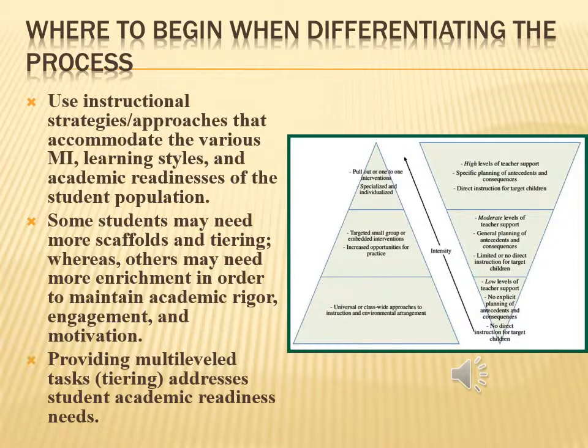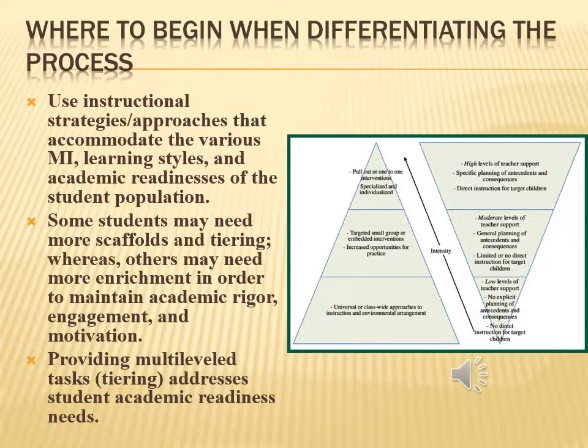Where to begin when differentiating the process? Well, use instructional strategies and approaches that accommodate the various multiple intelligences, learning styles, and academic readinesses of the student population. Some students may need more scaffolds and tiering, whereas others may need more enrichment in order to maintain academic rigor, engagement, and motivation. Providing multi-level tasks, also known as tiering, addresses student achievement readiness levels.